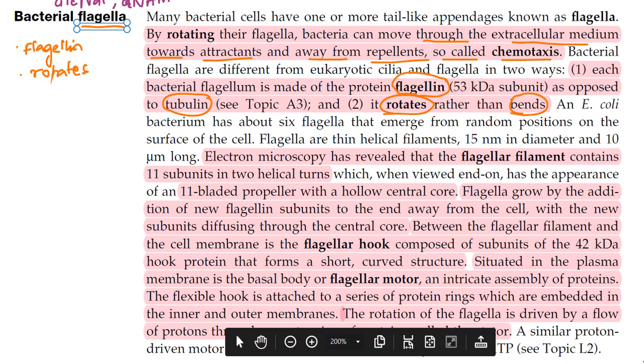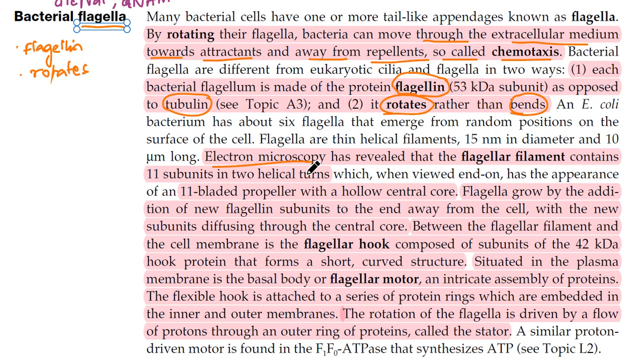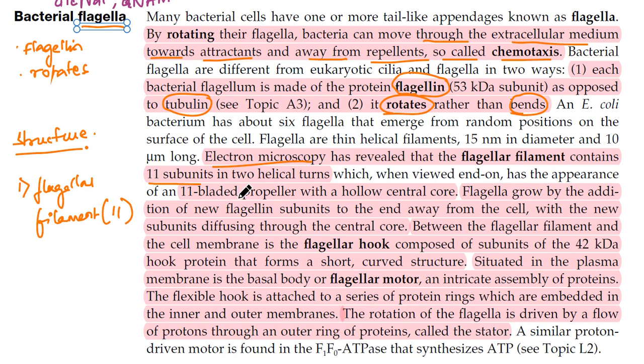If we go through the structure of the flagella in electron microscopy, how does it look? It was seen that there is a flagellar filament which is composed of 11 subunits, and these 11 subunits are arranged in two helical turns.